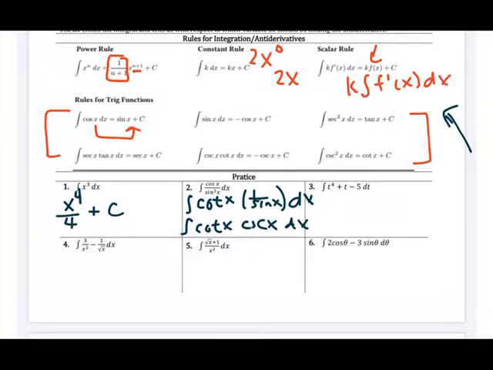And then looking up, this is one of those that we're supposed to know. Cosecant of x times cotangent of x. When I integrate this, I'm going to get negative cosecant of x plus c.